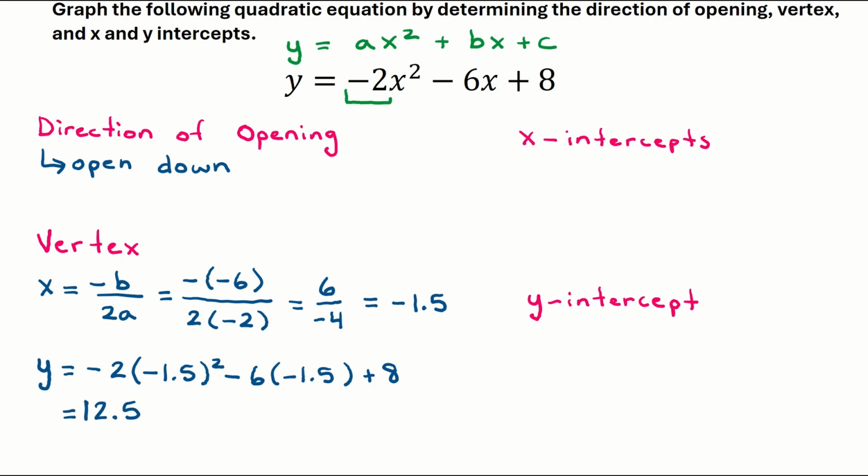So that means that our vertex is at the point of -1.5, positive 12.5.